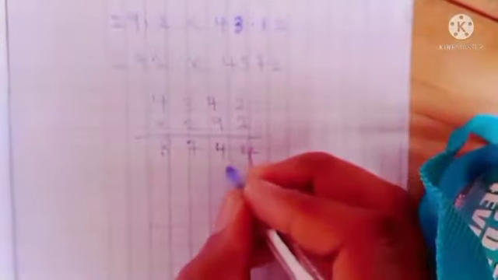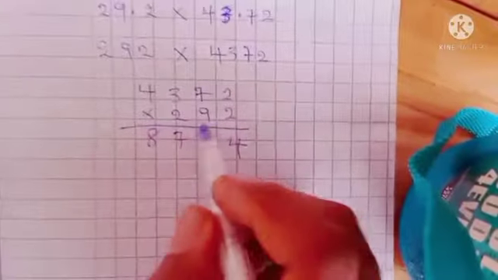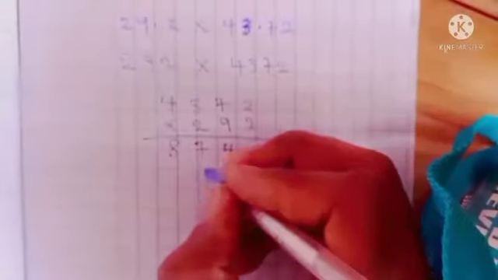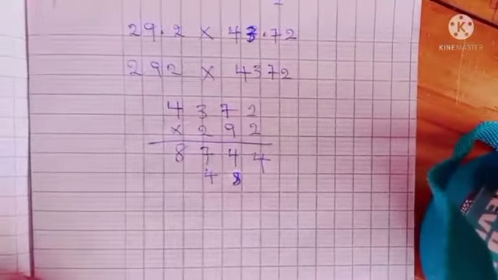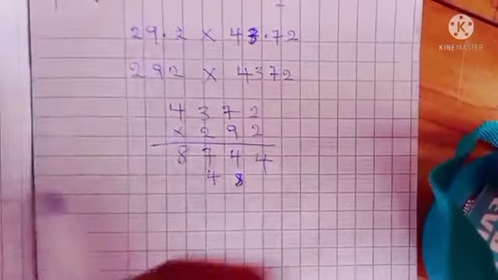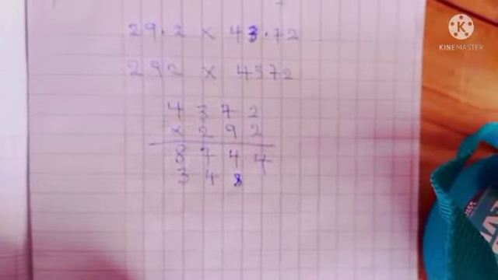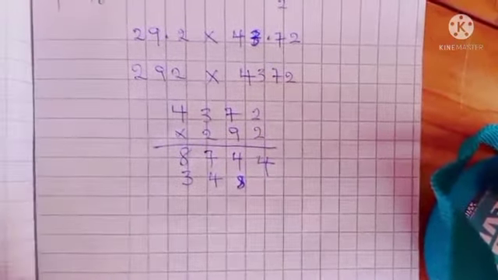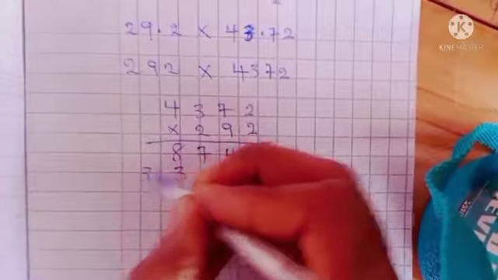9 times 2 is giving us 18. So don't forget how 18 is written: 1 and 8, so we're going to write 8 and carry 1. So 9 times 7 is 63, so 63 plus our 1 is 64, so we're going to write 4 and carry 6. So 9 times 3 is 27, and 27 plus 6 is giving us 33, so write 3 and carry 3. So 9 times 4 is giving us 36, so 36 plus the 3 we got from this 33 is going to be 39.